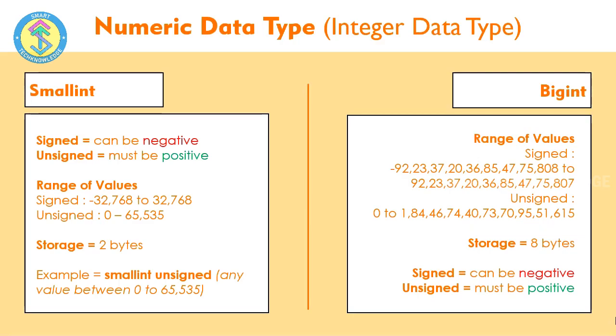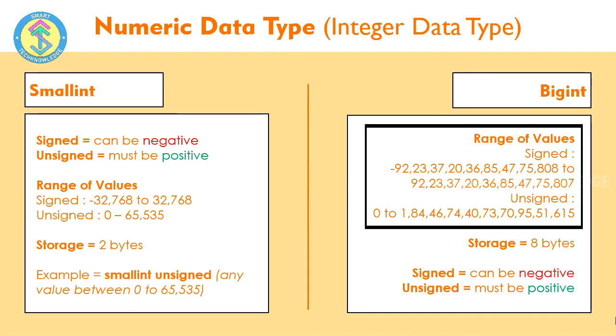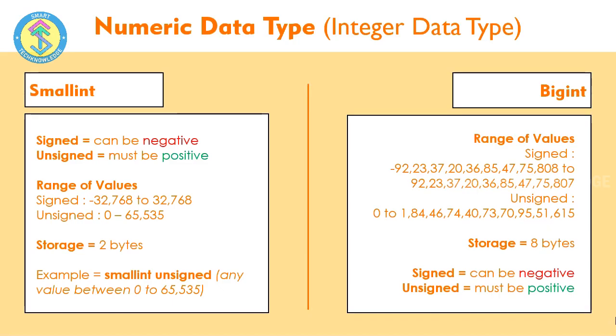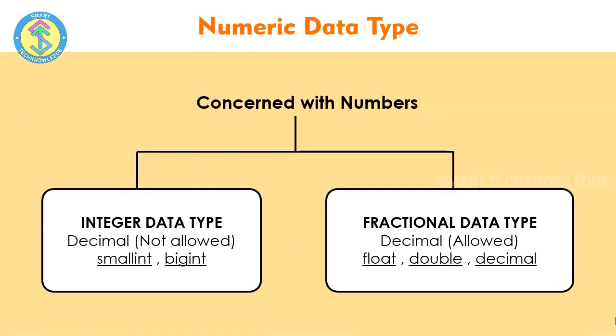If you want to insert any numeric value, you have to first think of the range of value. If it is of this range, then while creating a table, you have to mention small int. But if it exceeds the range and if it fits in this range, then you have to mention big int. This was all about integer data type under numeric data type. The second type under the numeric data type is fractional data type.